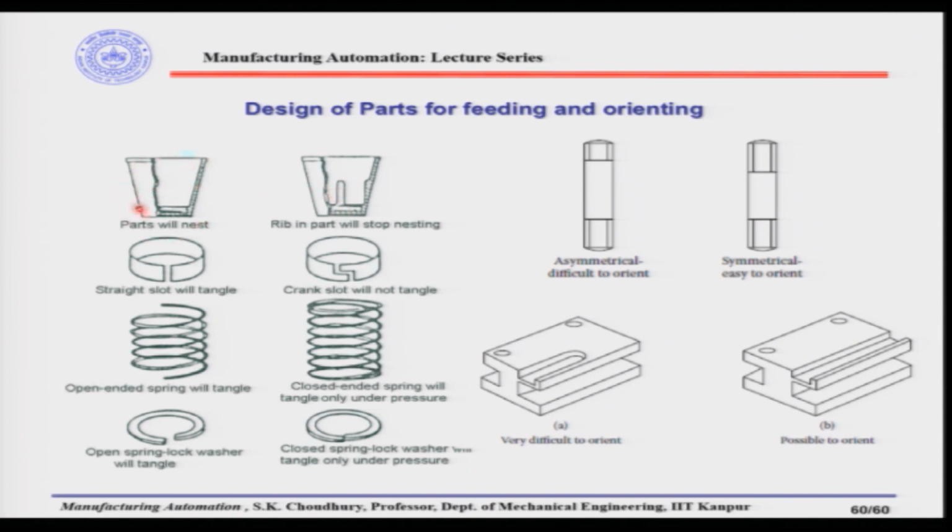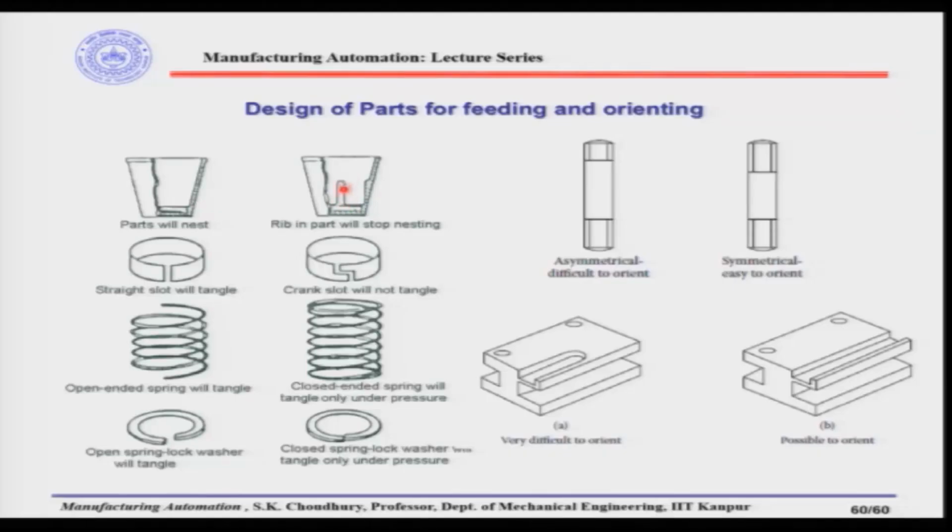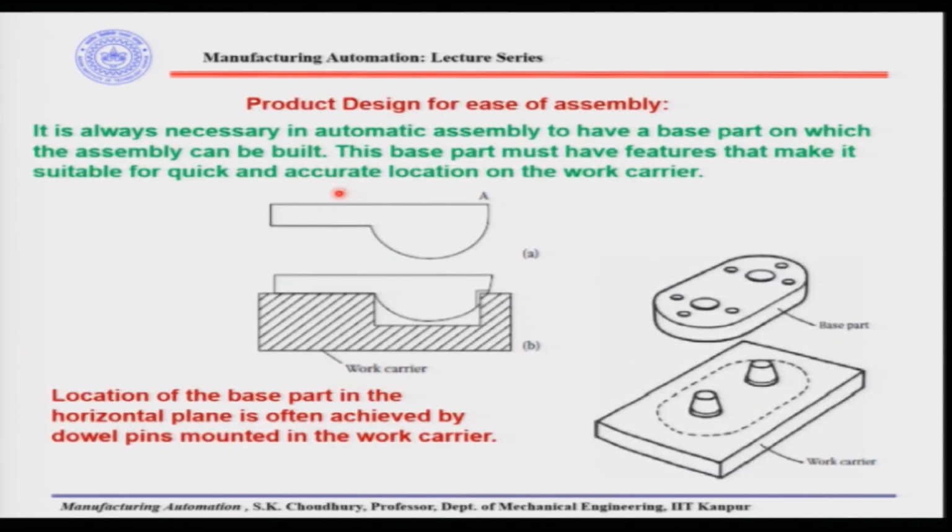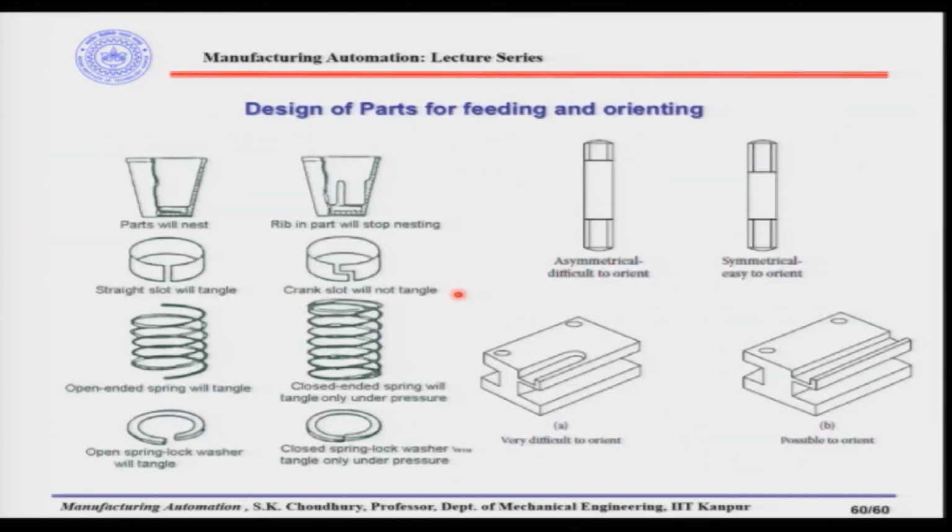For example, these parts may nest, one glass may go into another and they can stack, and it will be very difficult for the parts to go out on their own. So, this feature is made, that is the rib in the part will stop the nesting. Now, one thing we have to keep in mind is that these small features should be non-functional, in the sense that the features we are introducing, either the feature here in the base plate, or the feature here, should not disturb the operation of the part. So, they will be non-functional.